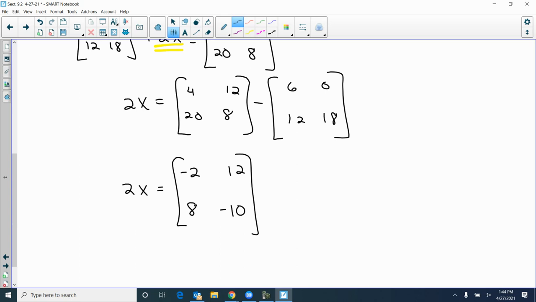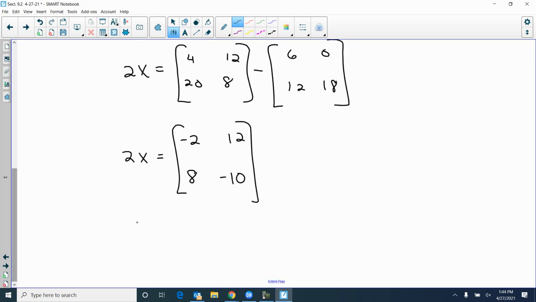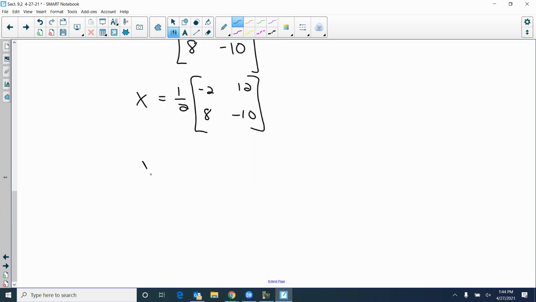All right, you normally divide by 2. Really, we haven't defined dividing, but we can multiply by the inverse, which is the same as dividing. So instead of dividing by 2, I'm multiplying by 1/2. Multiply the left by 1/2, it just leaves you x, and then 1/2 is now a constant which we can distribute to everything. And I end up with x equals negative 1, 6, 4 down here, negative 5.